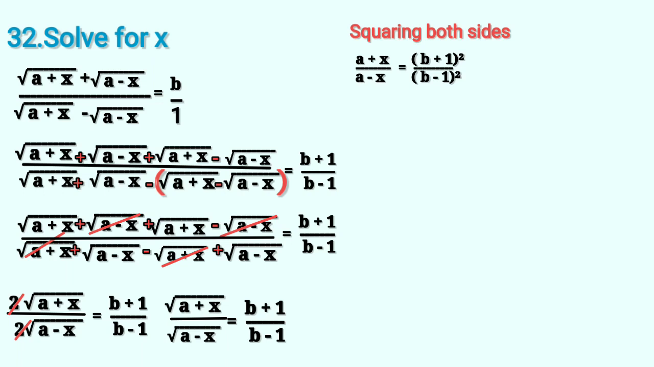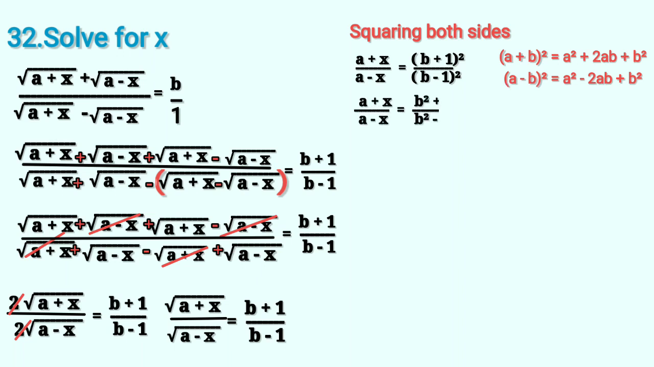Now our next step will be to expand both the terms on the right side. We will use the identities a plus b whole raised to square and a minus b whole raised to square. So now we have a plus x by a minus x and b square plus 2b plus 1 by b square minus 2b plus 1.